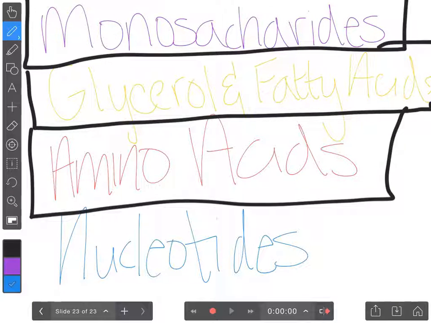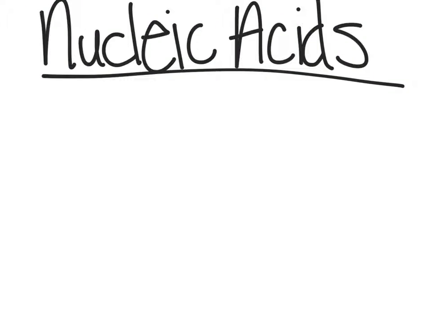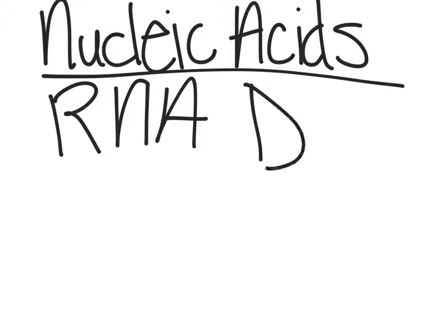Now that we have gone through almost all of our monomers, we have 1 monomer left, and that is nucleotide. And that means we only have 1 macromolecule left. Let's figure out what that macromolecule is. Since we only had 1 monomer left, which was nucleotides, we only have 1 macromolecule left, which was our nucleic acids. So what our nucleic acids do is help with our genetic information, such as RNA and DNA.